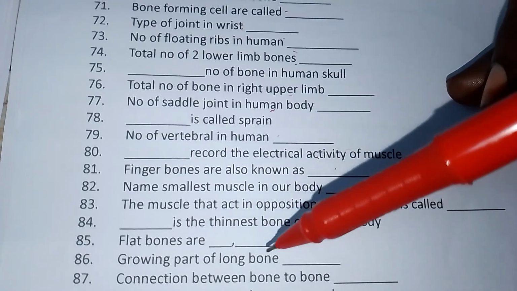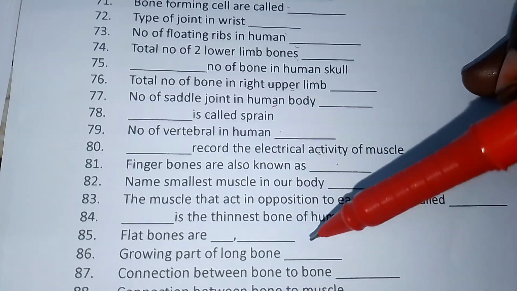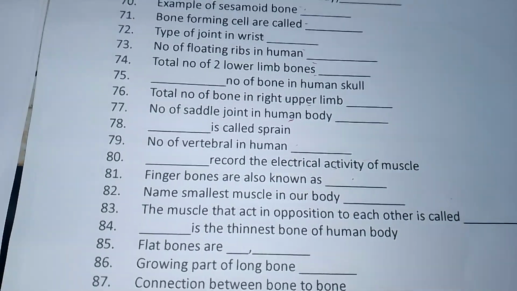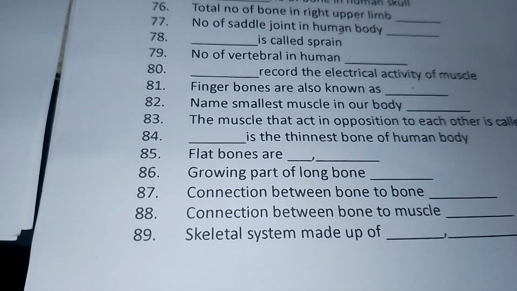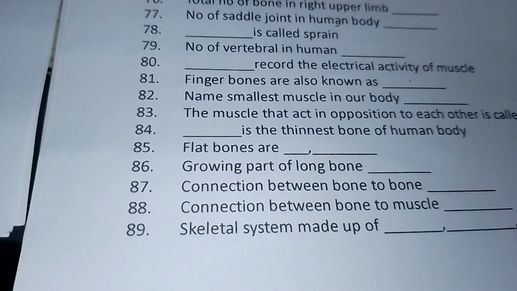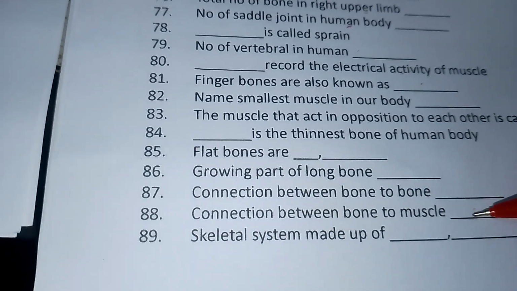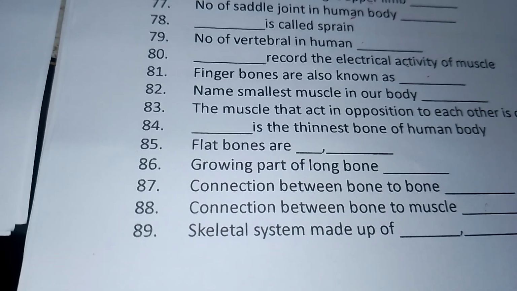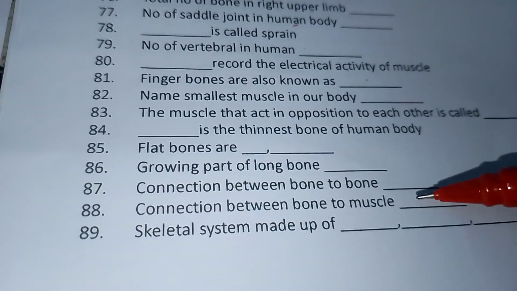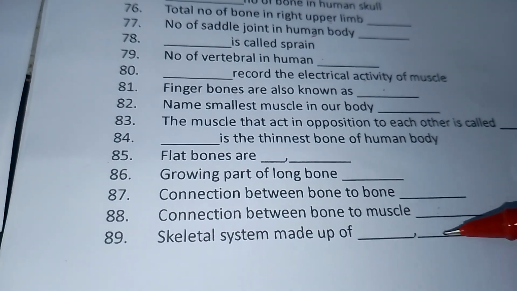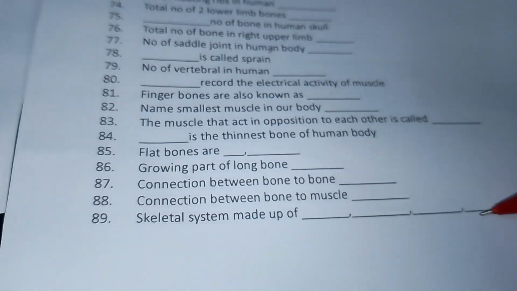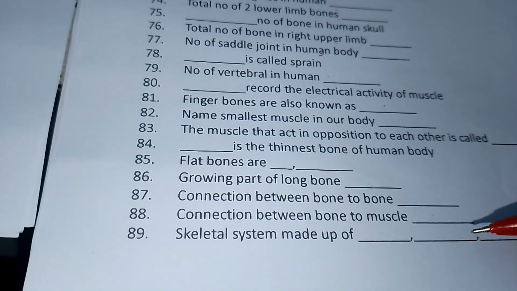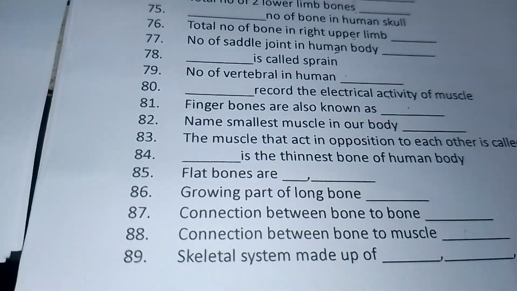The growing part of a long bone is called the epiphysis. Connection between bone and bone is called the ligament. Connection between bone and muscle is called the tendon. The skeletal system is made up of bones, joints, tendons and cartilages.